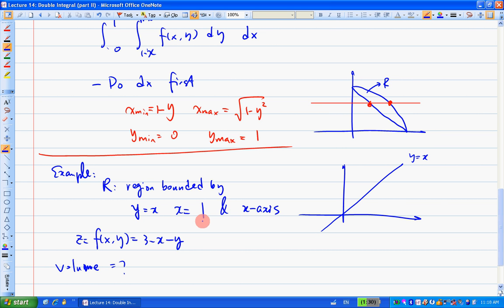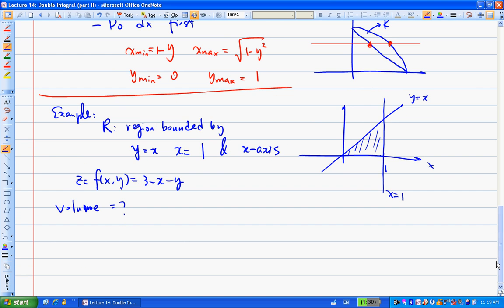And x equal to 1, which is this. Okay. And the x-axis, which is this. So the region R you're looking at is this. And you're looking for the volume of this one. So in 3D space, it would probably look like this now, right?